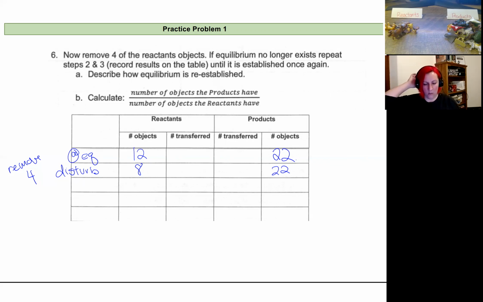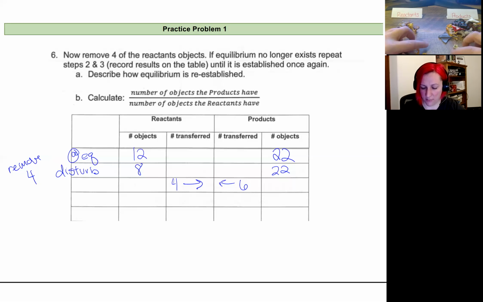So now what I'm going to do is do my same thing that I've been doing at the same rate. So I'm going to transfer half of my reactants. So that'll be 4, and a quarter of my products, sorry, which is going to be 6. That's 5.5, but we're going to round up. All right, so I take 4 of my reactants and I take 6 of my products and I swap them.